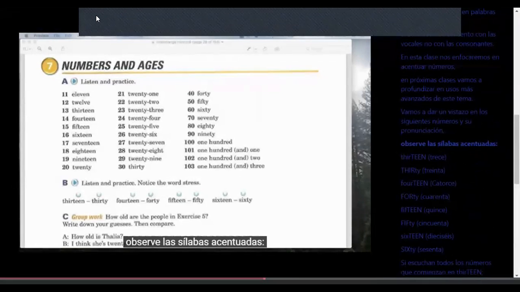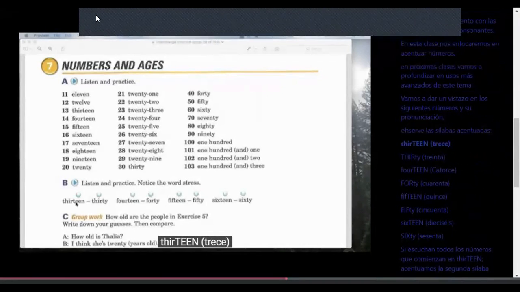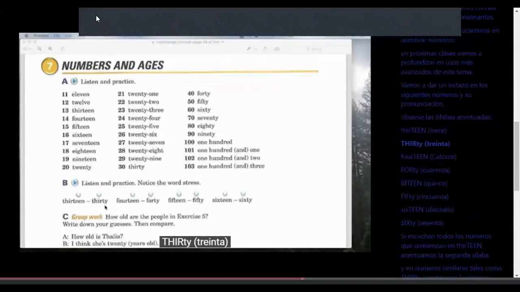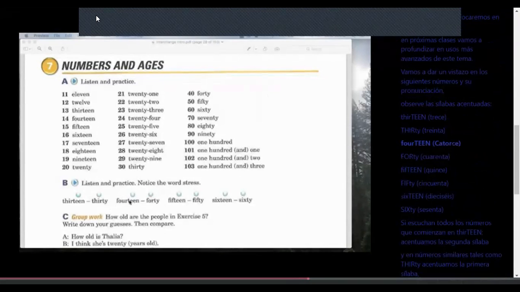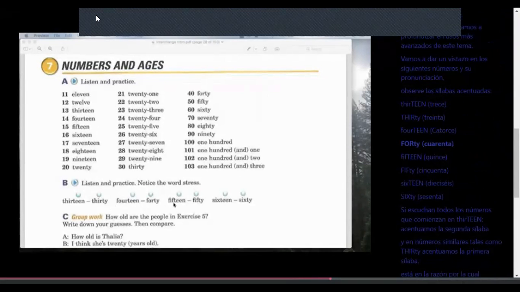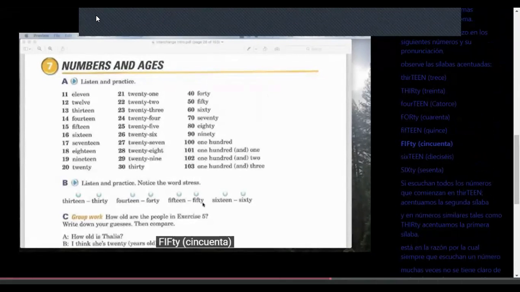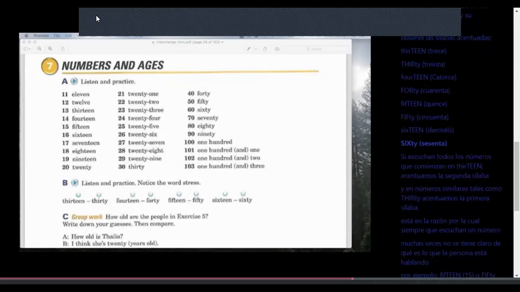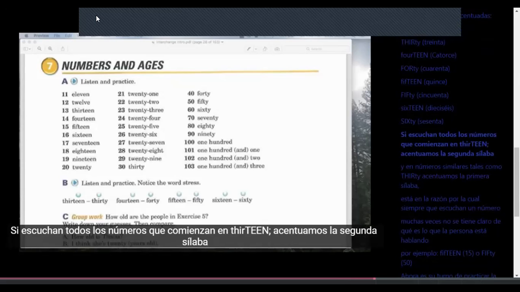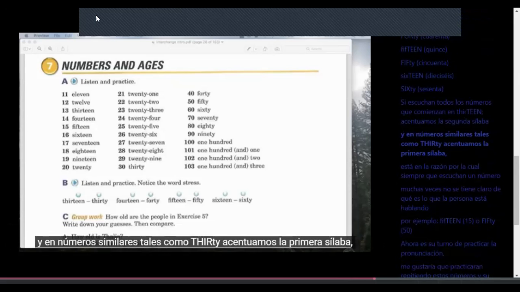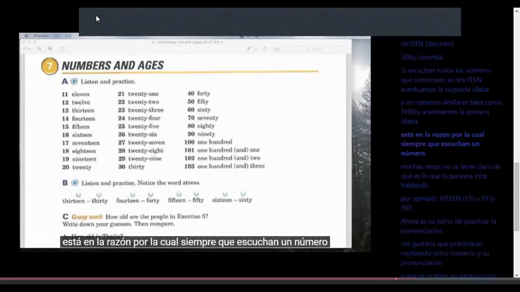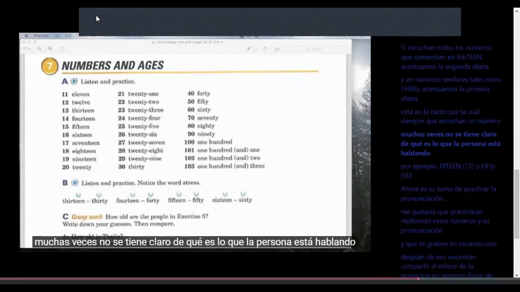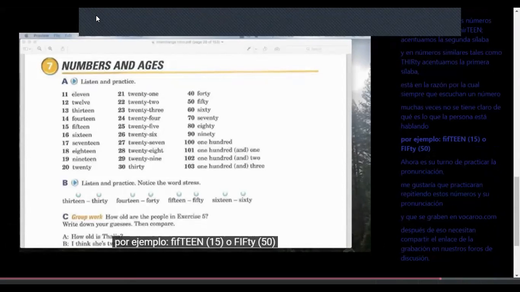Notice the stressed syllables. 13, 30, 14, 40, 15, 50, 16, 60. If you hear all the numbers starting at 13, we will stress the second syllable, and similar numbers such as 30, you'll stress the first syllable. This is the reason why whenever you hear a number, you may not be clear on whether the person is talking about 15 or 50.